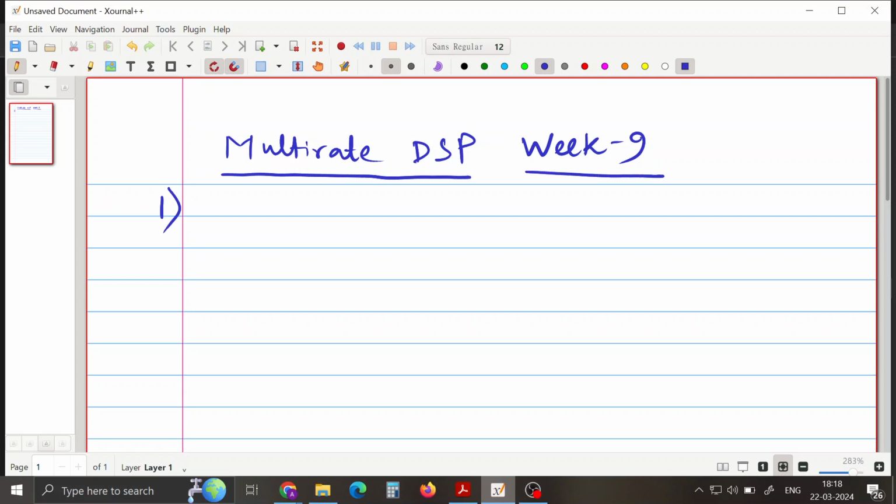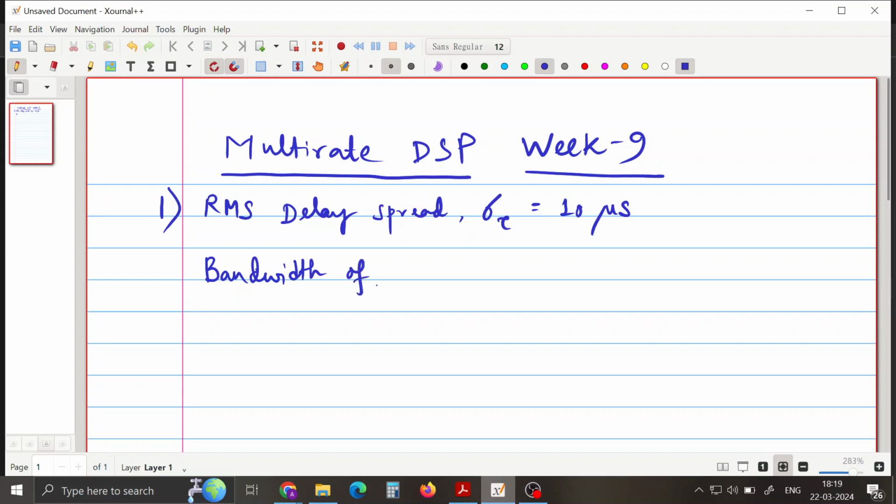At first I'll write down the given information. First thing is the RMS delay spread, typically denoted by sigma suffix tau. This is 10 microseconds. The bandwidth of the signal, let me denote it by capital B, is 4 megahertz.